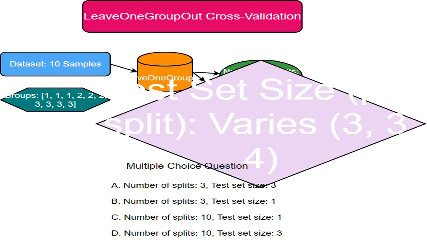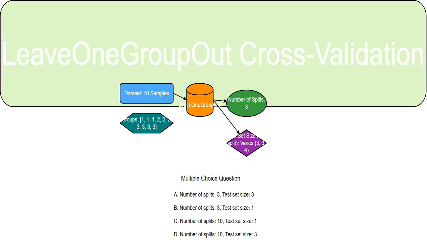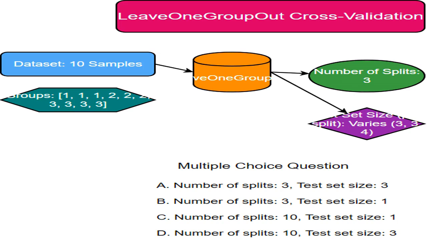The size of each test set is different for each split because LeaveOneGroupOut leaves out an entire group at a time. I found one test set with 3 samples, another with 3 samples, and a third with 4 samples. This shows how my data is grouped. I have 10 samples, and they are divided into 3 groups: Group 1 with 3 samples, Group 2 with 3 samples, and Group 3 with 4 samples. I am working with a dataset that contains a total of 10 data points.